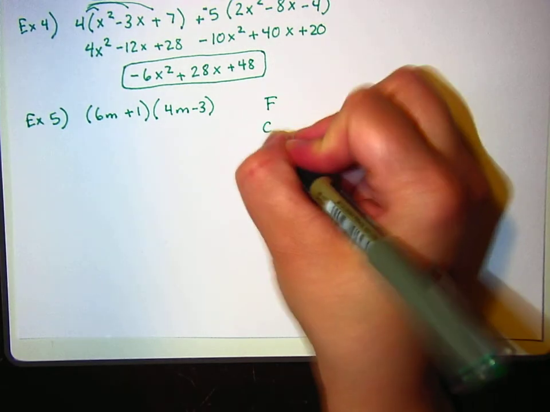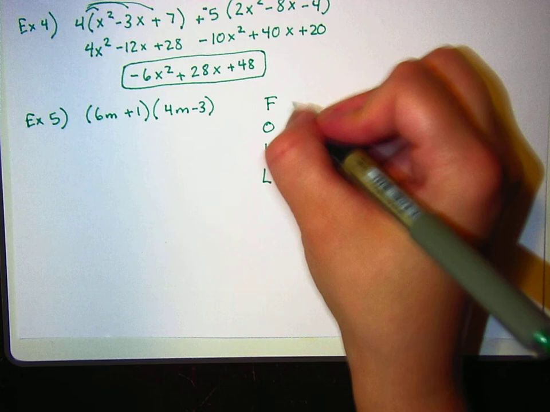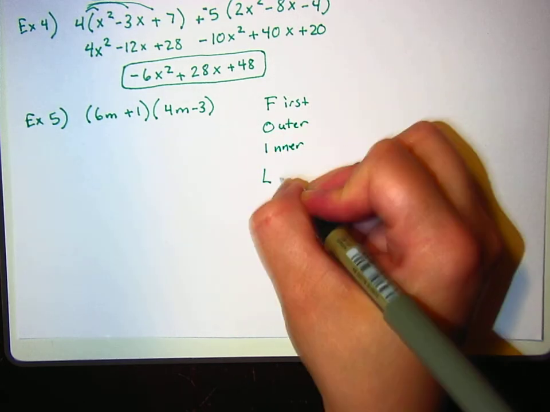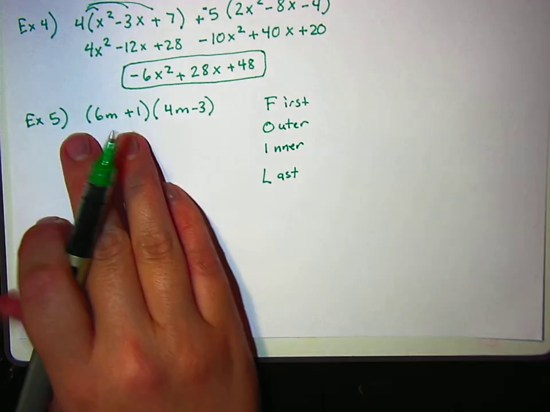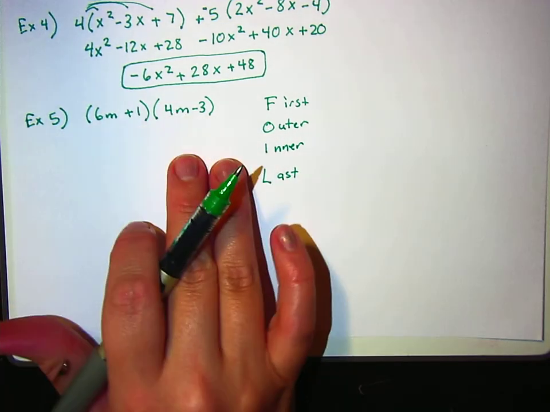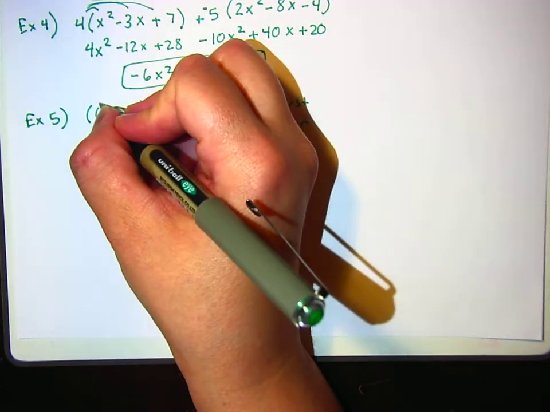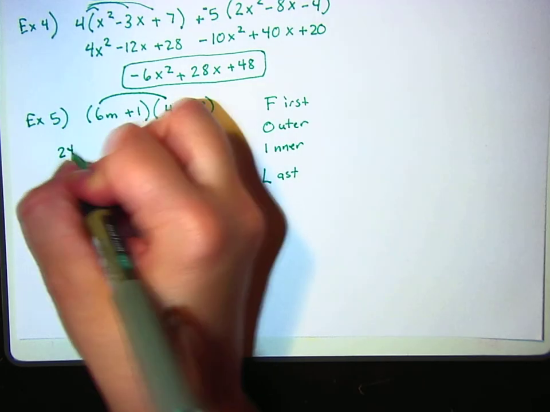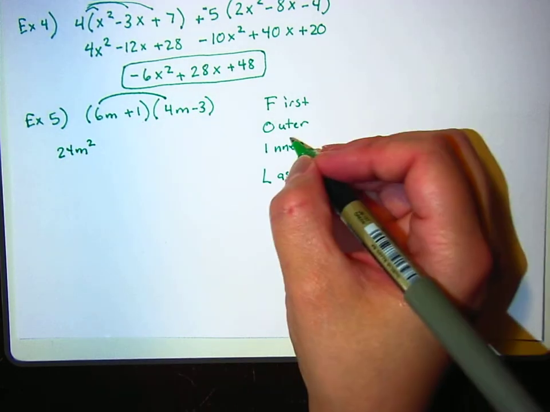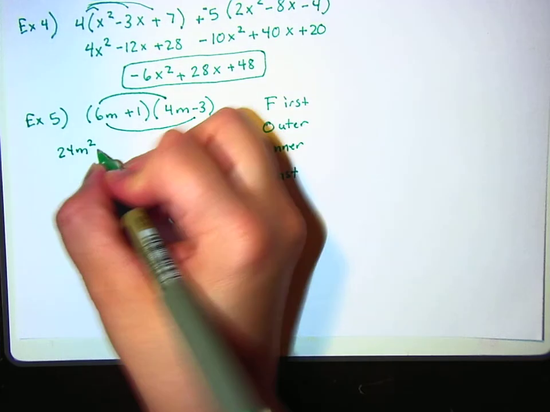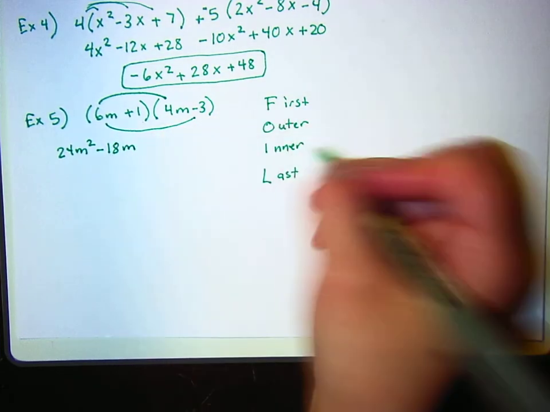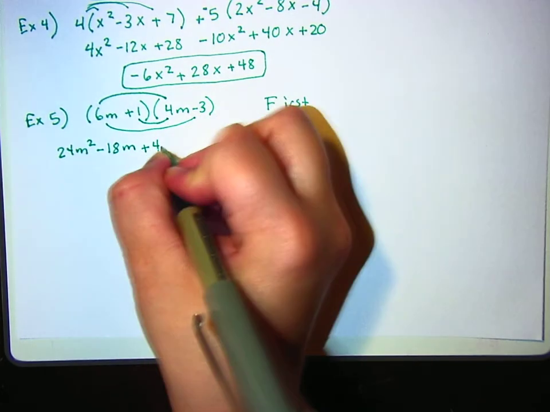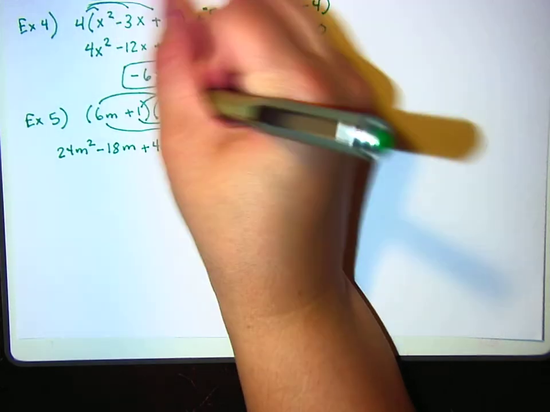One way is by using this acronym called FOIL. That means first, outer, inner, last. So you're multiplying basically every part of the first one by every part of the second one. All right, so first is 6m and 4m, and that makes 24m squared. And then outer is 6m and negative 3, that's negative 18m. Inner is, let's see, 1 and 4m. And last is 1 and negative 3.